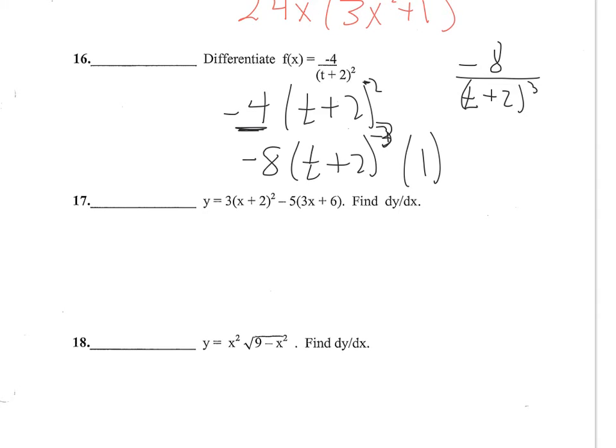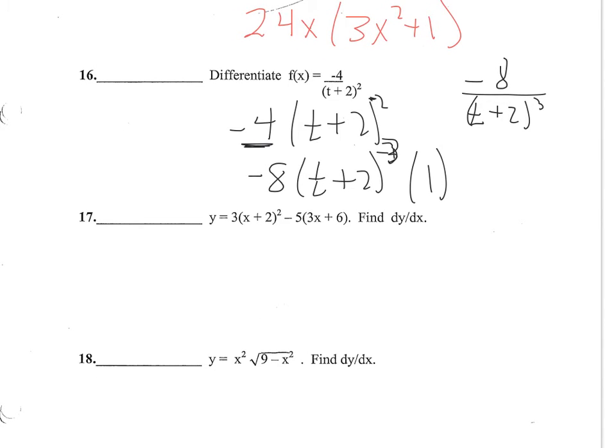Okay, let's go ahead and do this one. Let's move the power in front. So we have, whoops, forgot. Sorry, that's not even close. Let's just write that off. Let's say 6 times x plus 2 to the first, times the derivative of the inside, which is 1.